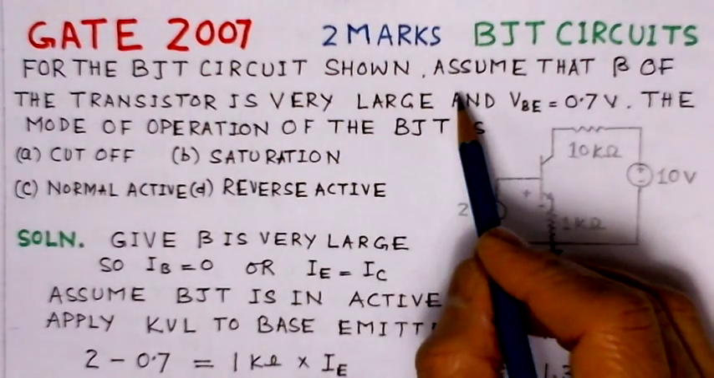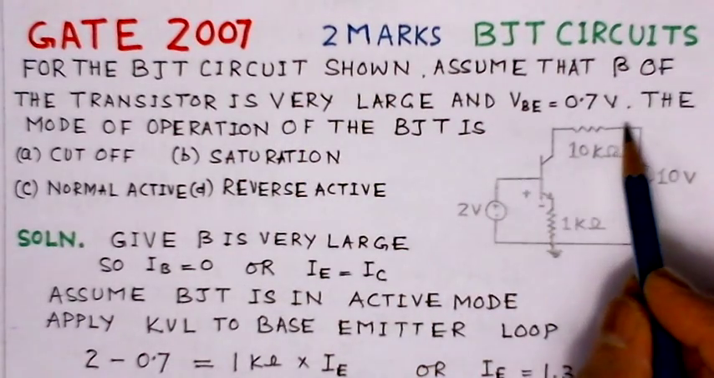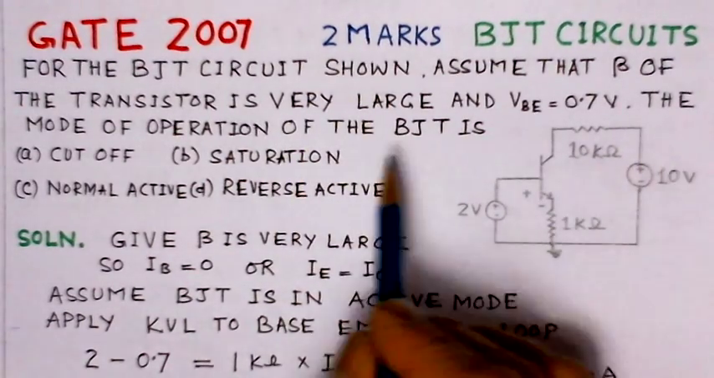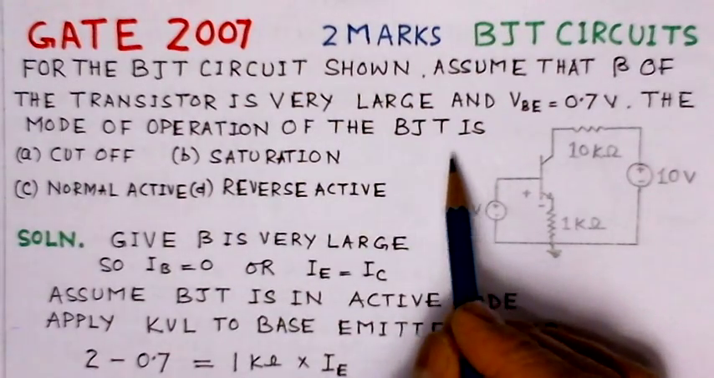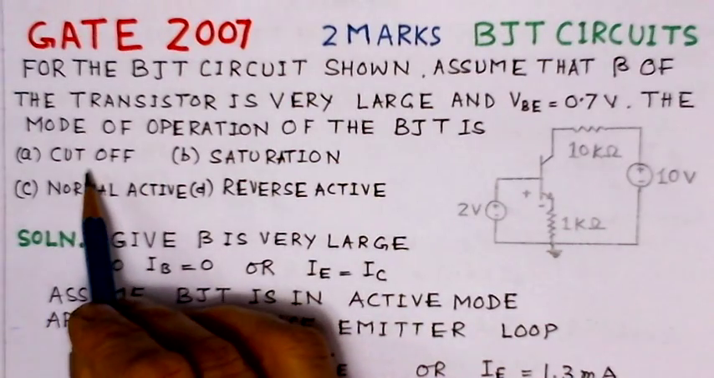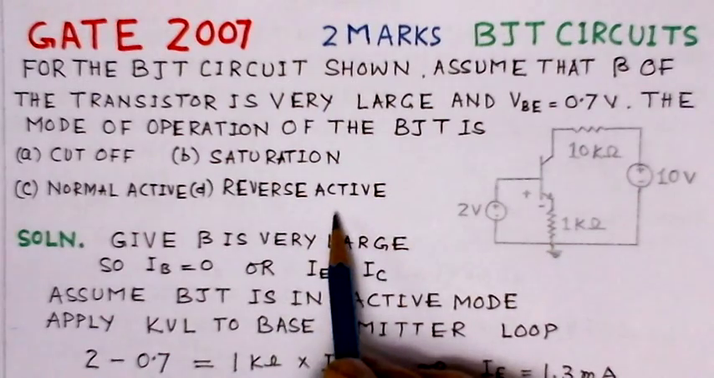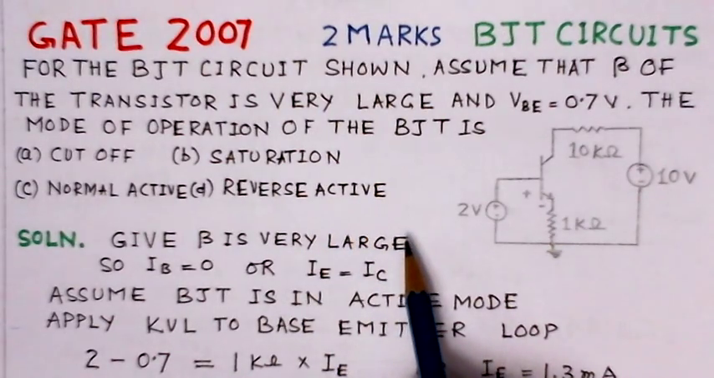For the BJT circuit shown, assume that beta of the transistor is very large and VBE is 0.7 volts. The mode of operation of the BJT is, there are 4 options here. The first is cutoff, saturation, normal active and reverse active.